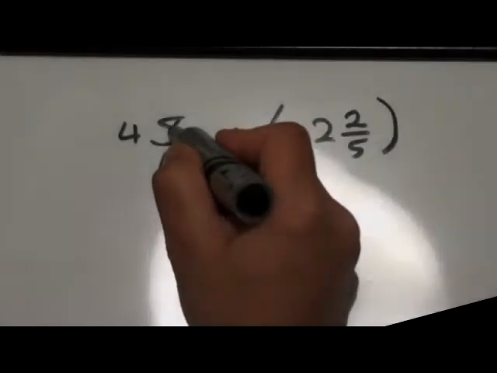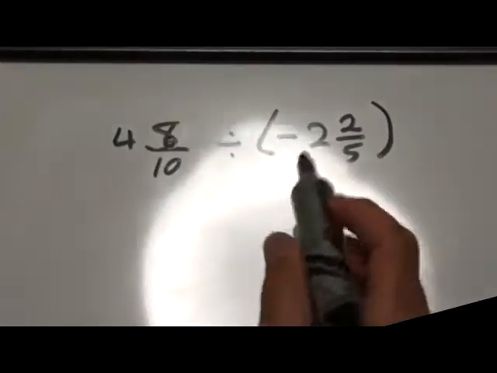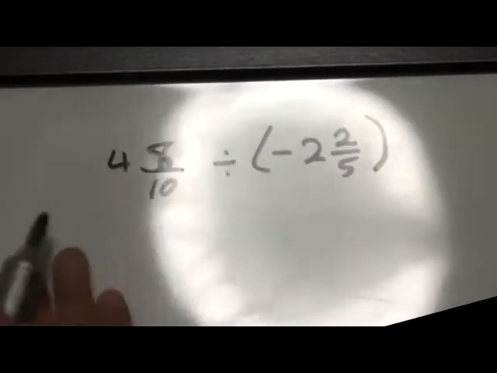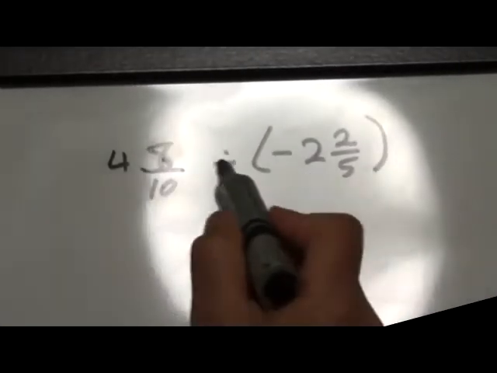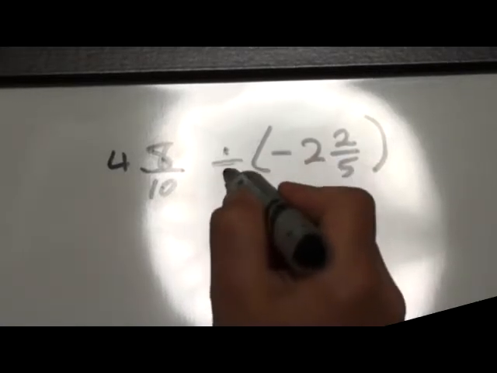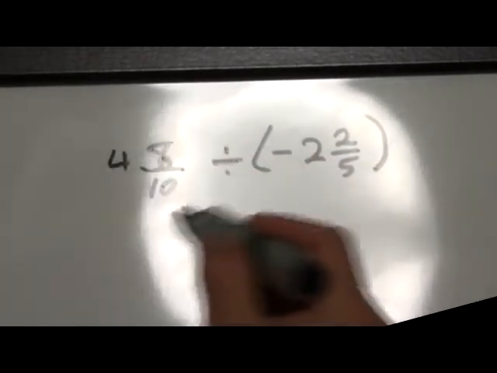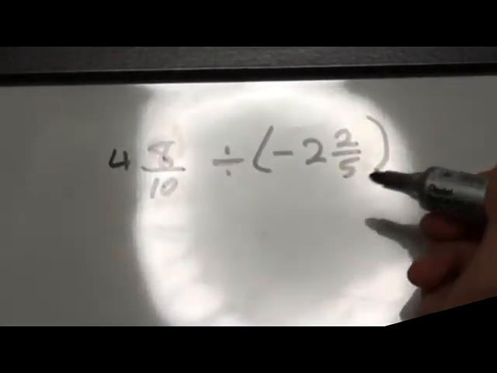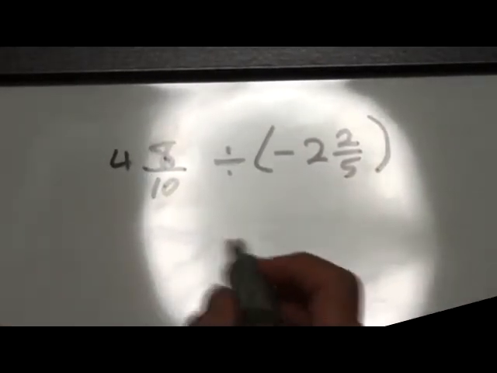Okay, let's have a look at this problem where we've got mixed numbers divided by each other and a negative there. How do we do this? Whenever we've got division with mixed numbers, like with multiplication, the first thing you do with the mixed numbers is you change them to improper fractions. That's the first rule. So let's change them into improper fractions.